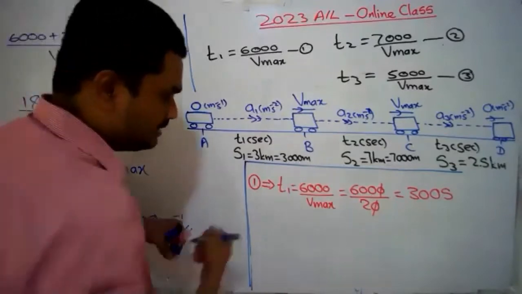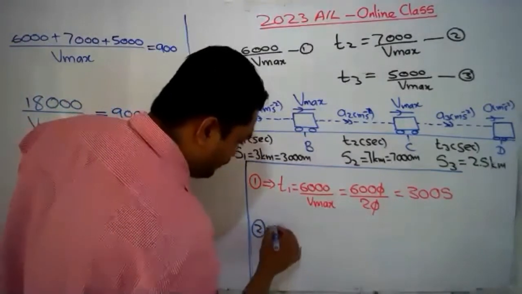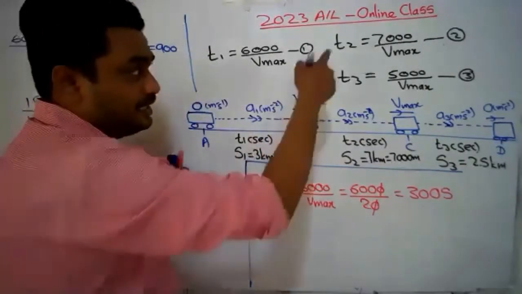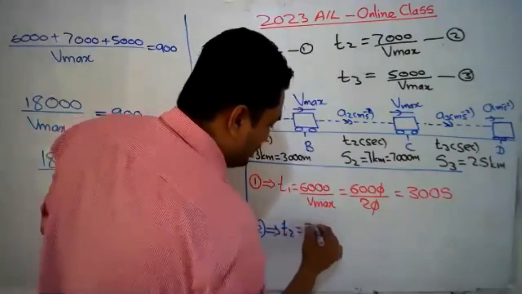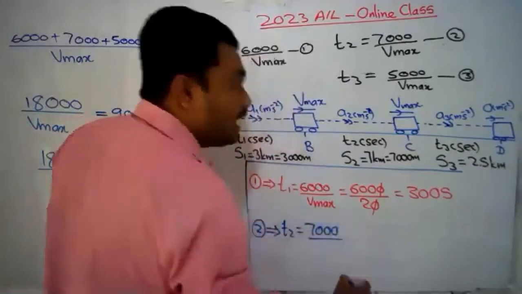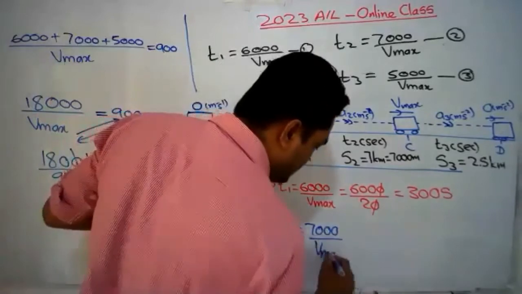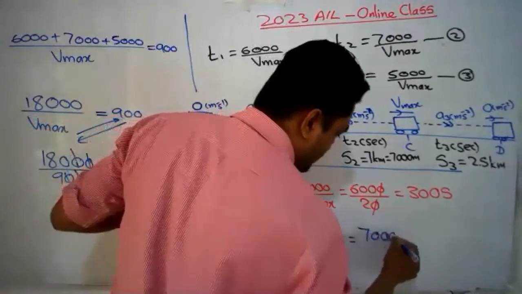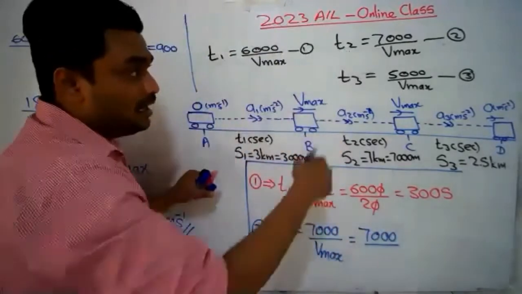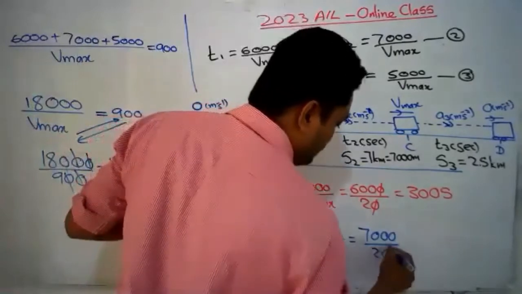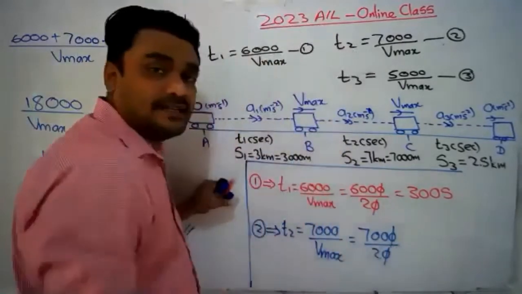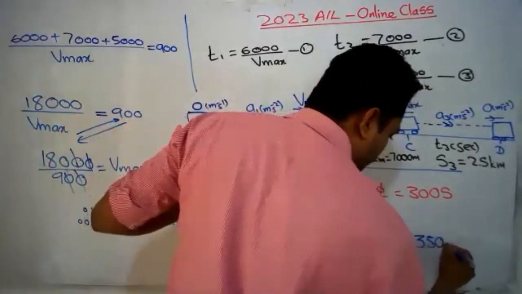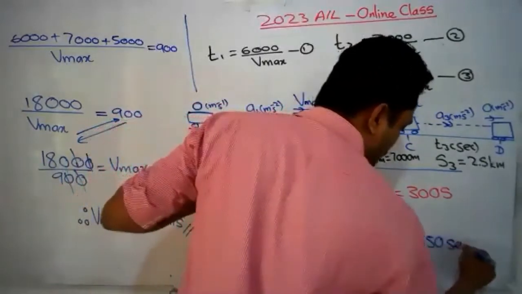Then I'll use the second equation to find T2. The second equation tells us T2 equals 7,000 divided by Vmax. So 7,000 divided by Vmax is 20. So this 0 and this 0 can be cancelled out. 700 divided by 2 is 350. So we have found T2 also.